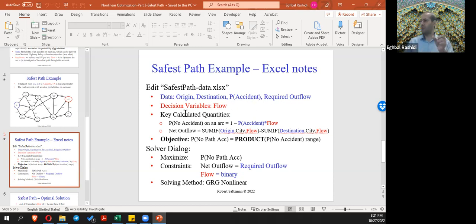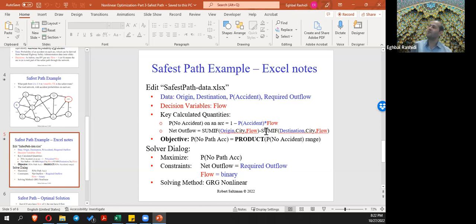The decision variable is going to be flow for every road between every 2 cities that are neighbors. And the key calculated quantity is the probability of no accidents, which is equal to 1 minus the probability of accidents multiplied by flow. So flow can be 0 or 1. If it's 0, that means that we're not going to actually pass that road, so the probability of having an accident is 0, or the probability of not having an accident is 1.